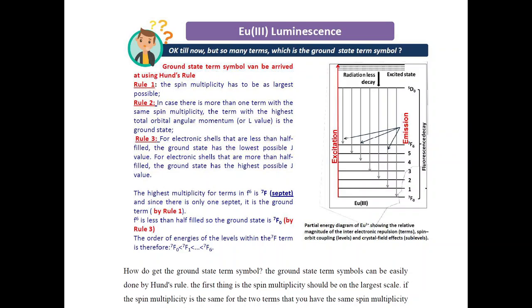The highest multiplicity for terms in f6 is 7F, and since there is only one septet, it is the ground term by rule 1. f6 is less than half filled, so the ground state is 7F0 by rule 3. The order of energies of the levels within the 7F term is therefore 7F0, 7F1, up to 7F6.